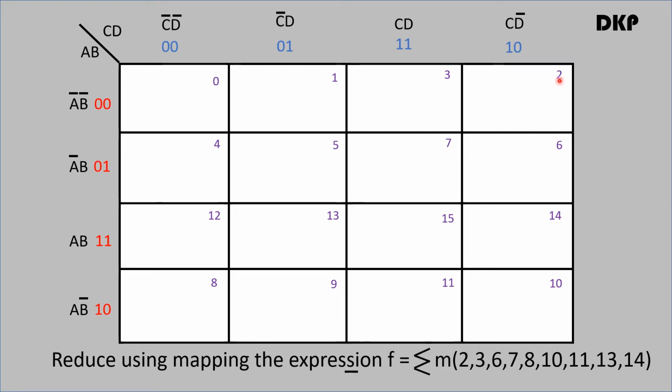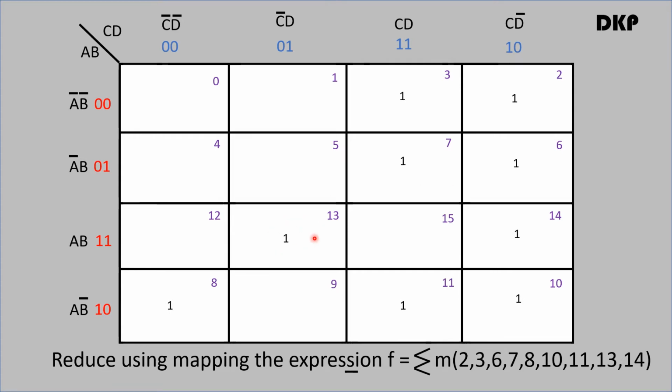Here one cell represents one minterm. Therefore, this particular cell represents the minterm M2. Therefore, place 1 in the cell number M2. Similarly in 3, 6, 7, 8, 10, 11, 13 and 14. So the mapping is done. Now the next step is grouping. That is, we have to group the ones which are adjacent.